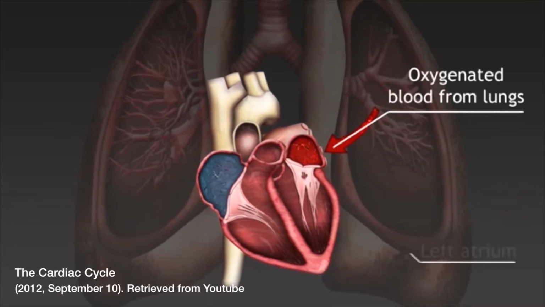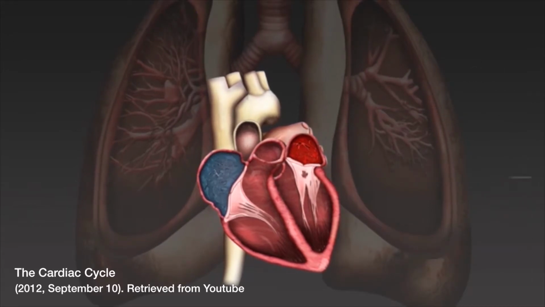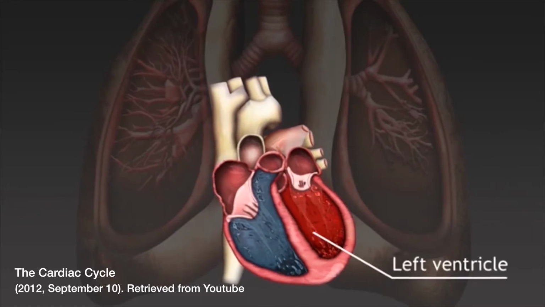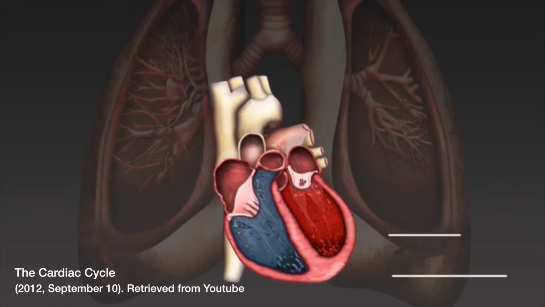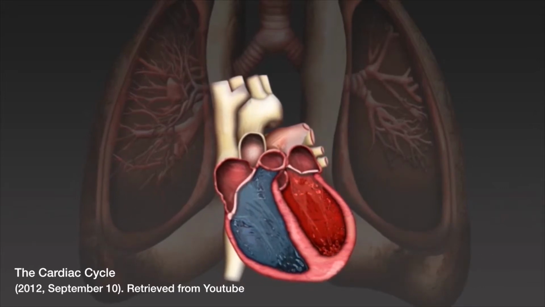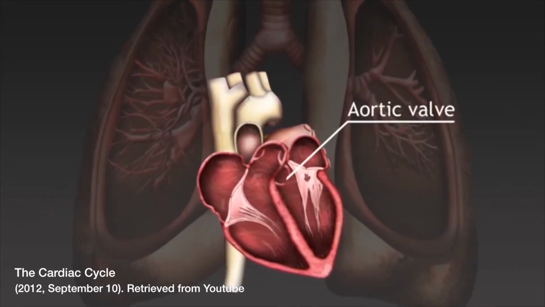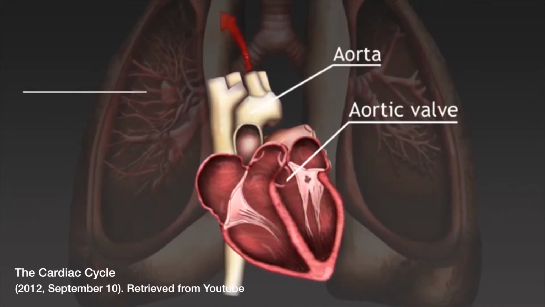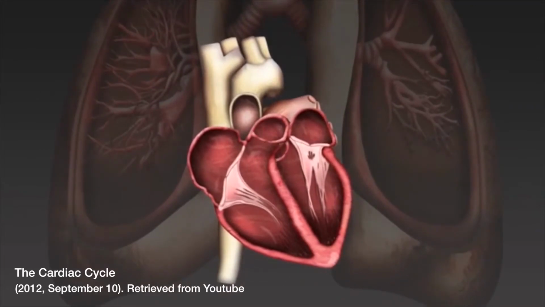Oxygenated blood flows from the lungs into the left atrium via the pulmonary veins. The left atrium contracts to pump blood into the left ventricle through the mitral valve. Once the left ventricle has filled with blood, the mitral valve closes. Next, the left ventricle contracts, forcing the aortic valve to open, allowing blood to be pumped into the aorta and from there around the body. The aortic valve closes to prevent blood flowing back into the left ventricle, and the left ventricle relaxes, ready to accept the next intake of blood. Cardiac cycle is now complete.